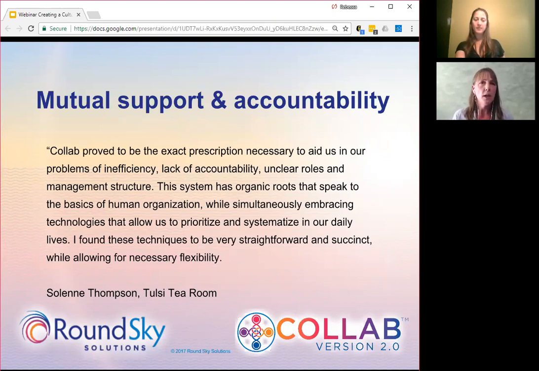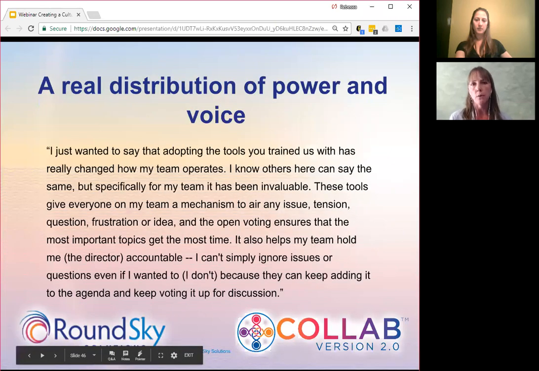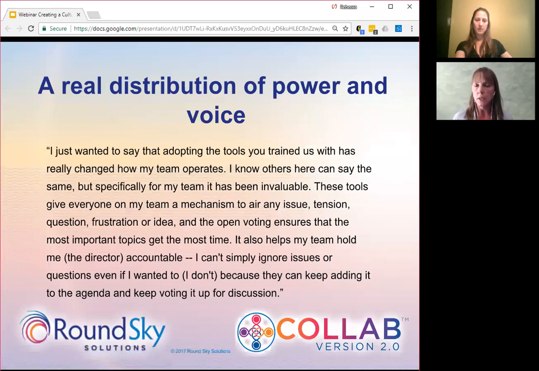So yeah, one of the biggest challenges of collaborative work environments where we are explicitly sharing power is accountability on both how we support each other in getting our work done and how we hold each other accountable in the process. Another benefit is a real distribution of power and voice. And this one is huge. If you really want to get accountability and feel some meaningful engagement from your team, try giving them real power.